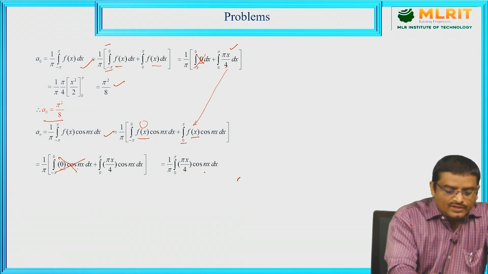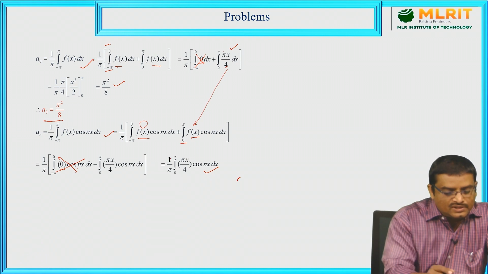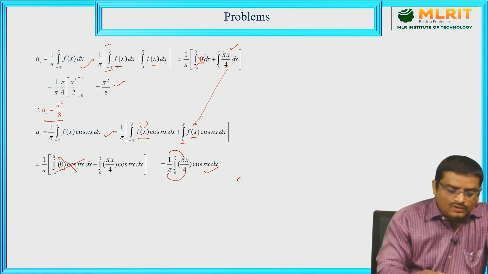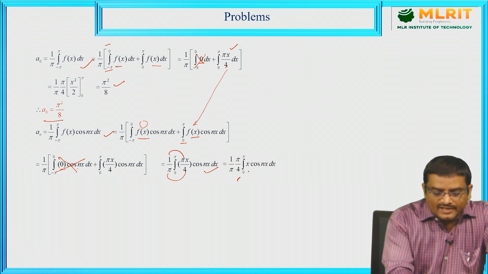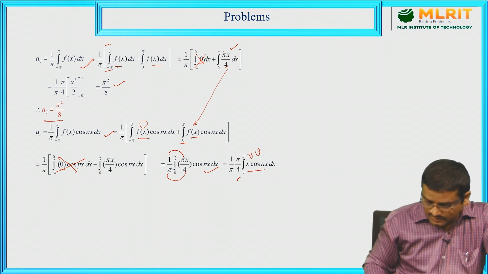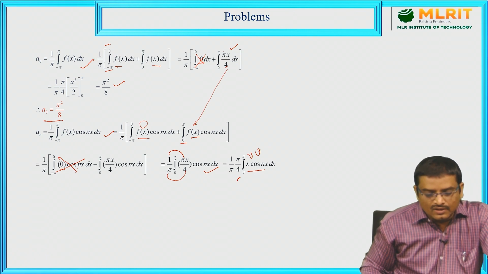Now you concentrate only on the second integral whose limits are 0 to pi. So here you take pi outside and the denominator 4 outside. So the remaining one is x into cos nx. As usual, whenever we are having a product of two functions inside the integration, we have to go for the integral of uv formula. Now apply the integral of uv.